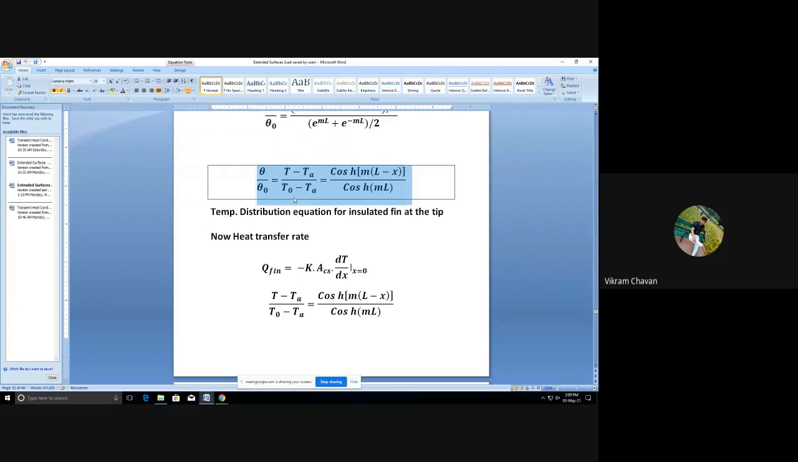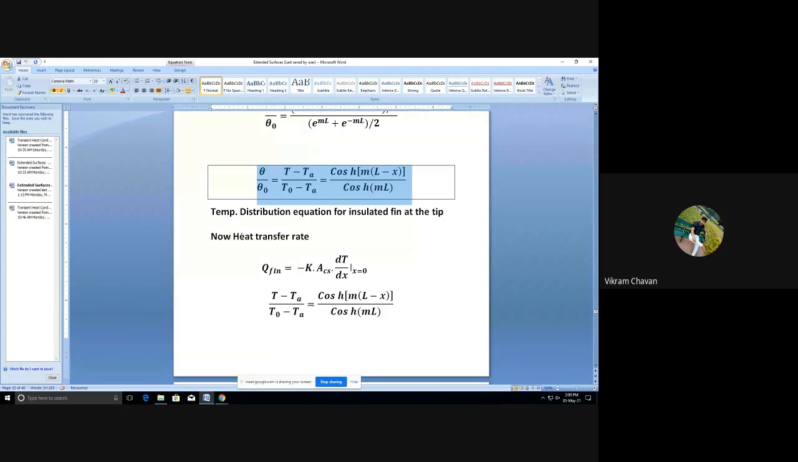Now we have to determine the heat transfer rate. For that reason, we consider that the heat entering the fin from the base is the amount of heat that will be transferred by the fin to the environment. So we have to find the heat entering the fin from the base. For that, we consider Fourier's law: heat transfer at the base of the fin is conduction heat transfer. So the condition for the base of the fin is x equal to 0.